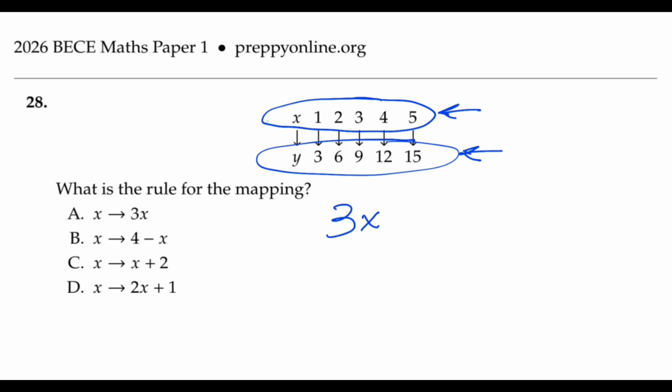So when you multiply x by 3, you get y. When you multiply 1 by 3, you get 3. When you multiply 2 by 3, you get 6. When you multiply 3 by 3, you get 9. 4 by 3, 12, 5 by 3, 15. So our answer is A.